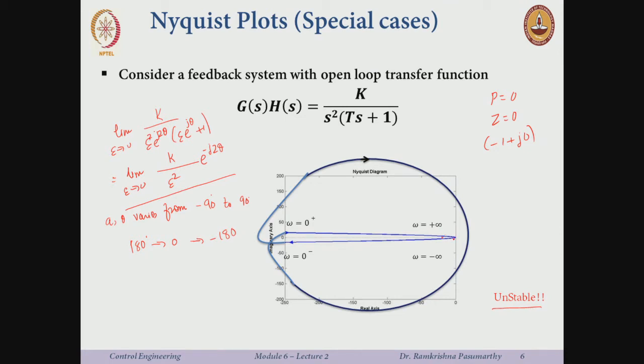So, if you see closely, I go here, and I am actually encircling the point minus 1 plus j0 1 time, and then there is no pole, right. So, therefore, Z equal to 1, and for stability what I need is that Z should be equal to 0, and therefore, this system is unstable, right. You could also just do an equivalent root locus analysis of it, or just look at the characteristic equation, do the Routh-Hurwitz and so on, you will still get the same result.